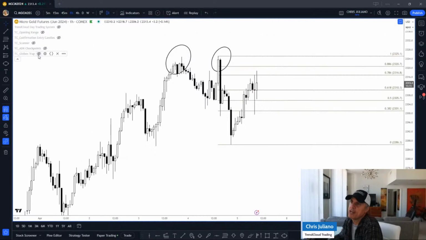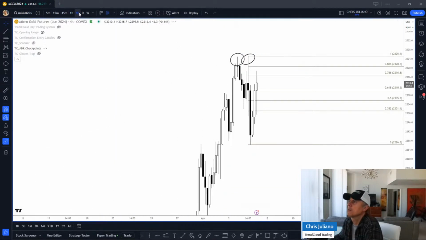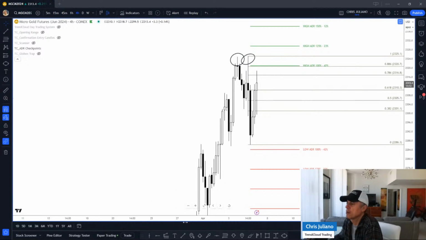Okay, now we can start adding stuff. ADR checkpoint. Look at how that stacks, right? That's called ratio confluence. What else do we have here? Well, this is the market edge, right? On the 4-hour chart. There's your market edge there. Let's box that out, from there to there.